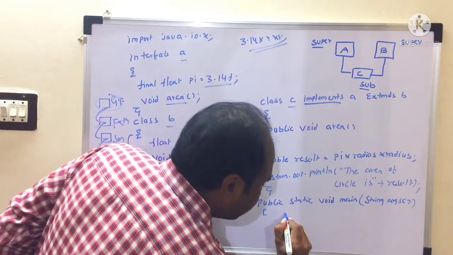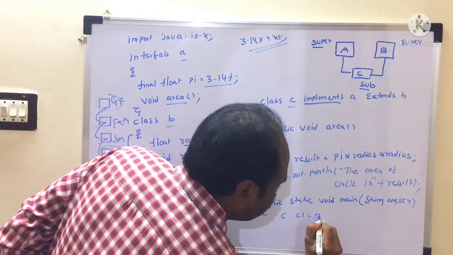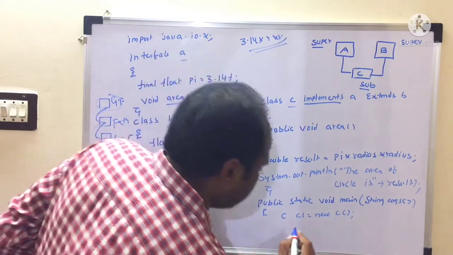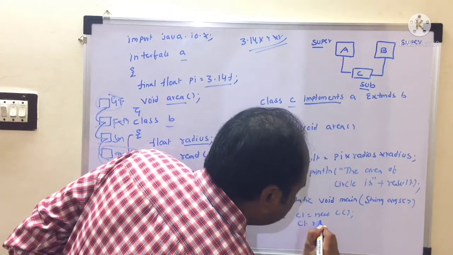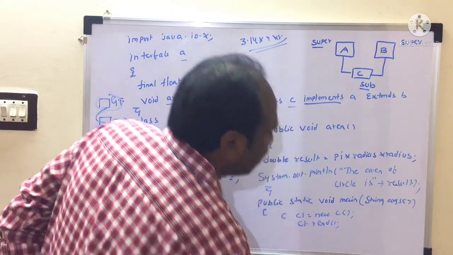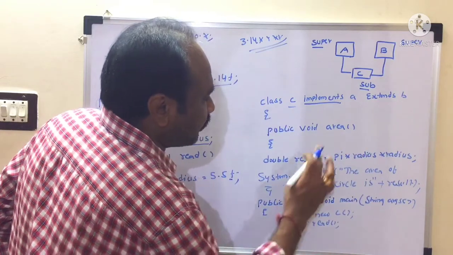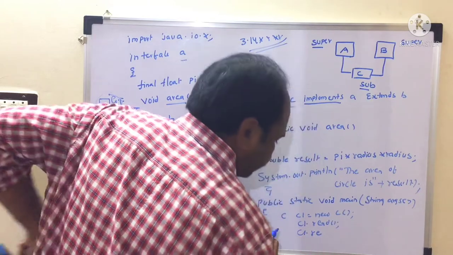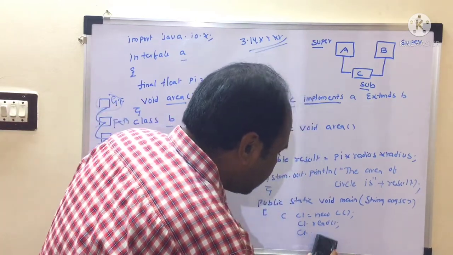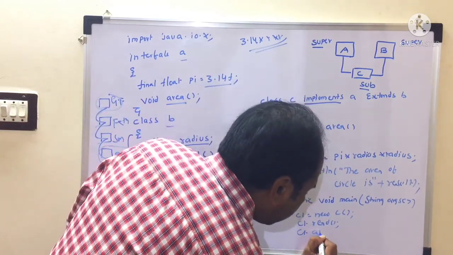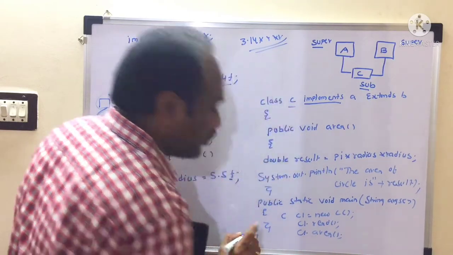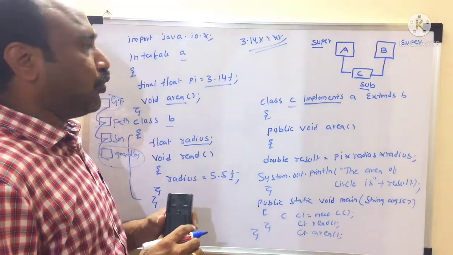Create an object to C class, C1 equal to C. First call C1 dot read, because without using the radius value, I can't find the area of the circle. Then call C1 dot area. Main close, class close. Now you may get one doubt, how to save this program?